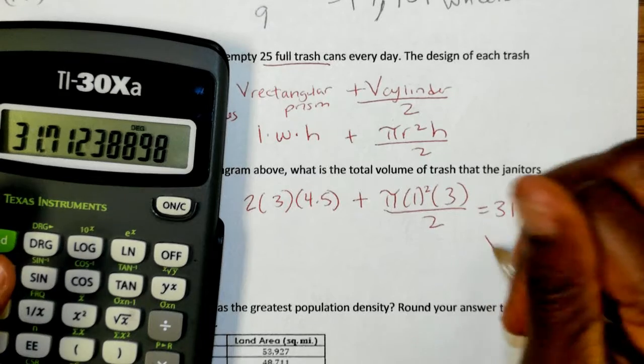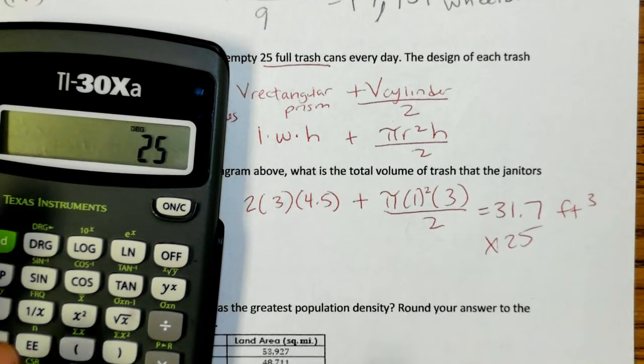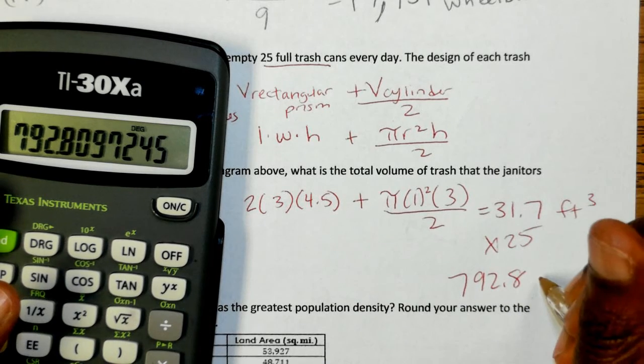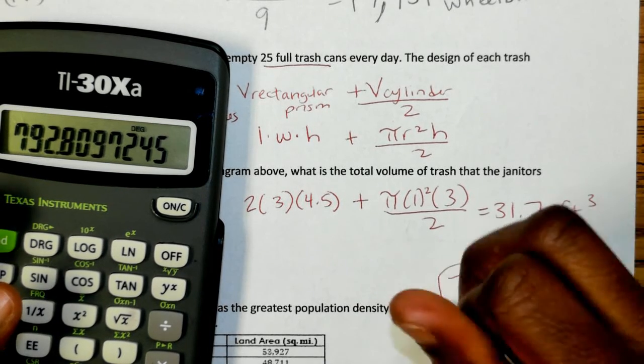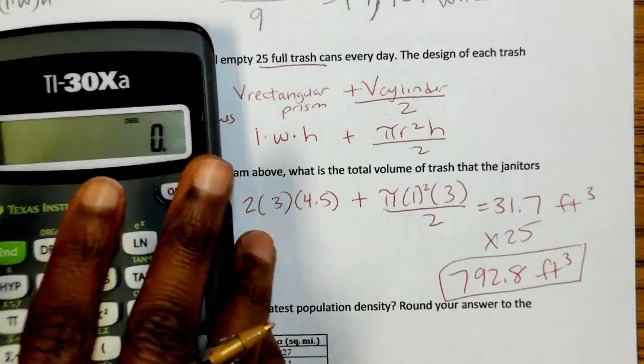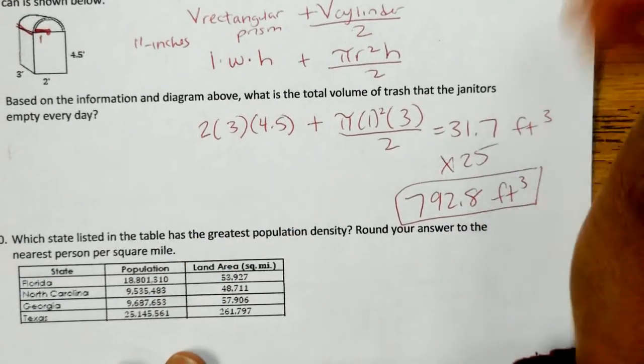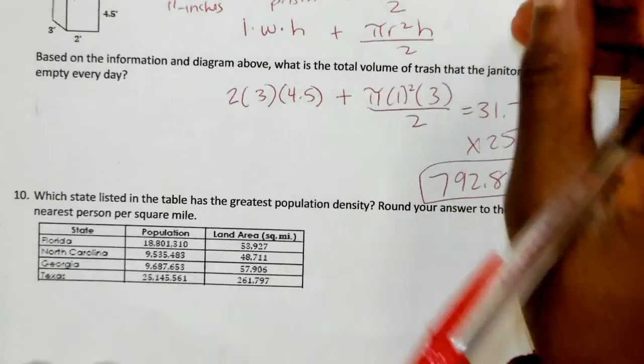Okay, and then times it by 25 gives you 792.8 cubic feet of trash a day. Okay, if you rounded this number beforehand, then I gave you credit. If you put 0.5, it's fine.